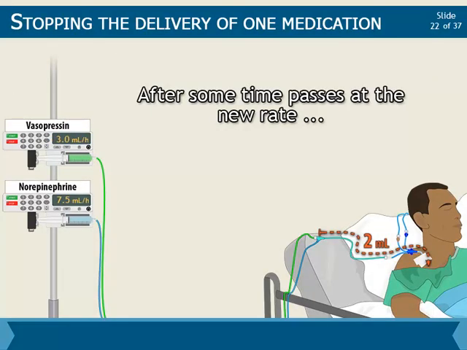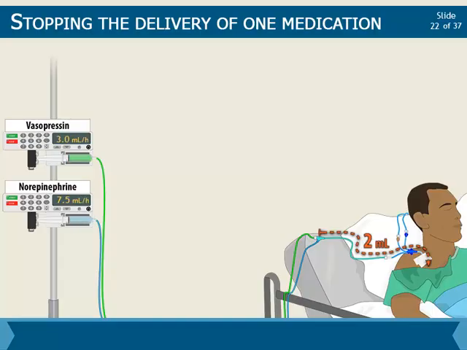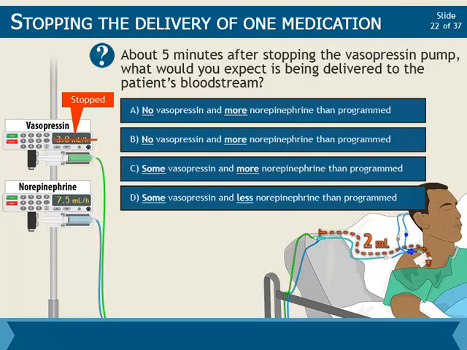After some time passes at the new rate, the patient seems to be responding well, so it is decided by the care team that the vasopressin can be stopped. About 5 minutes after stopping the vasopressin pump, what would you expect is being delivered to the patient's bloodstream?